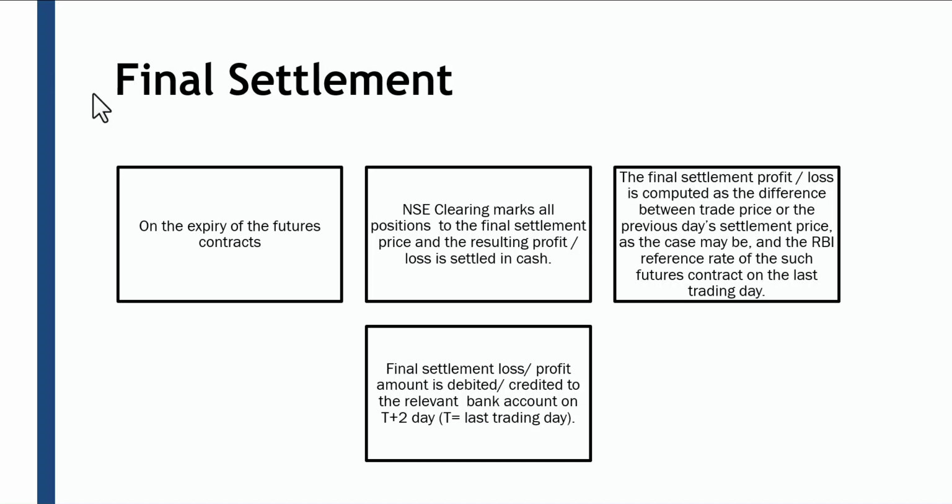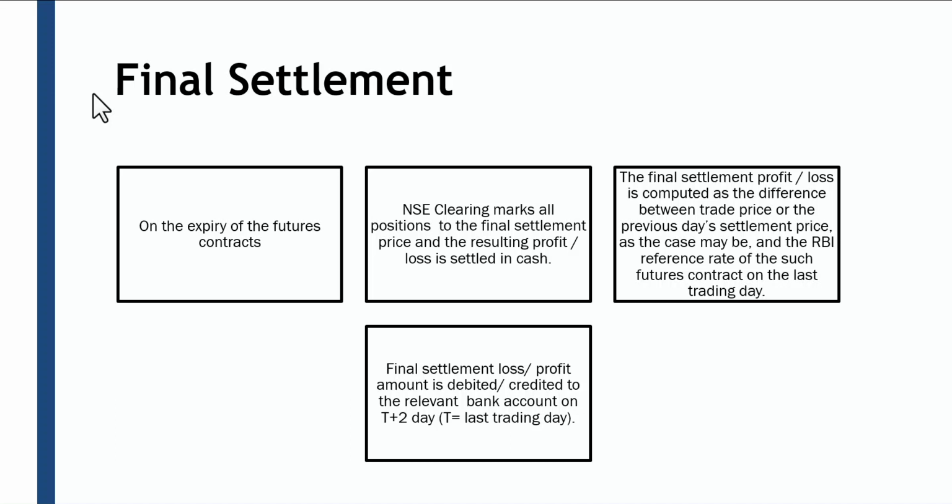If the contract is expiring on Friday, then the last settled future price on Thursday will be considered, and the RBI reference rate on Friday will be considered. Absolutely. So up to Thursday, for the long position I take, the settlement will happen only in future price versus future price. But the last settlement on expiry will be based on the RBI spot rate versus the earlier future price. Is that okay?